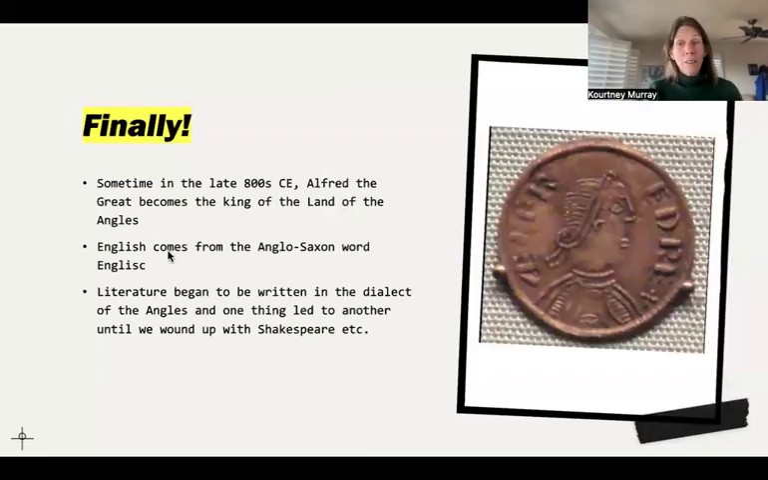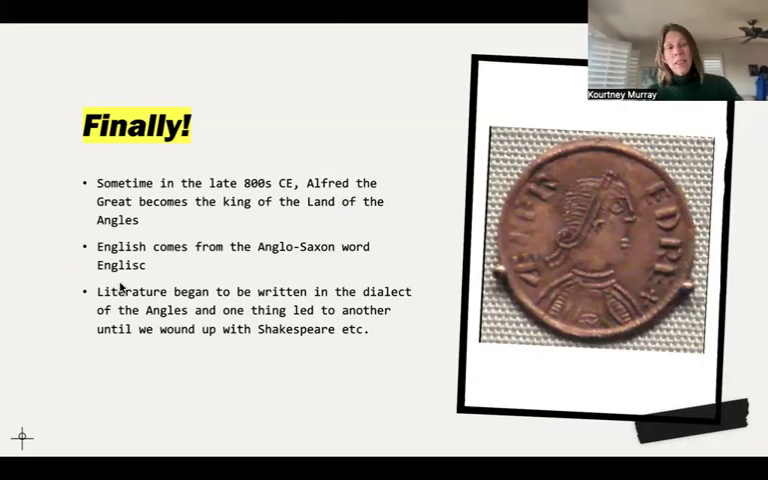So they lived there for approximately 400 years when in the late 800s CE, a king named Alfred the Great, who is a descendant of the original Angles, becomes king. Under Alfred the Great, those disparate little units were unified. Alfred the Great is essentially the first king of England. So he becomes the king of the land of Angles. And when he does that, that marks the point at which English is identified and recognized as the primary spoken language of Great Britain. The word English itself comes from the Anglo-Saxon word English. So basically it is the same exact word.